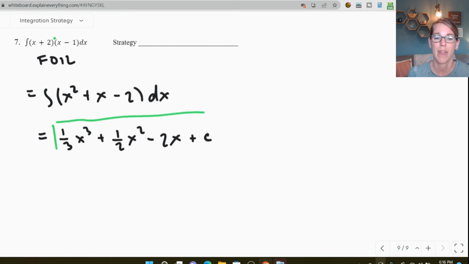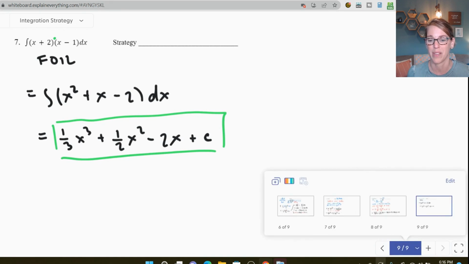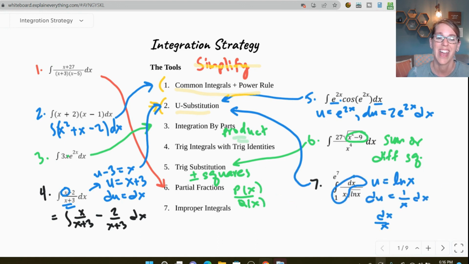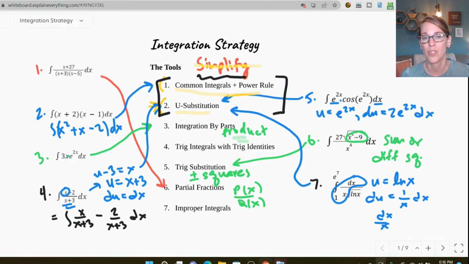As you are thinking back through those strategies, let me grab them. There it is. So as you're thinking back through those strategies, it's kind of a mess, simplifying, that is your very first line of attack, right? And then you're focusing on, can I just do something simple, like a common integral, maybe a power rule, or can I use the u-substitution? If you can't do one of those things, then go on and see if you can identify one of the other techniques of integration.